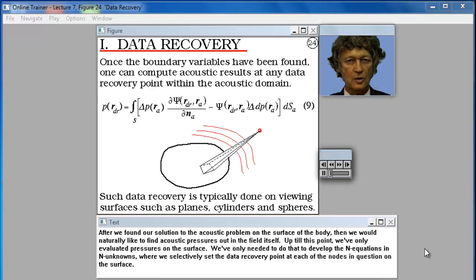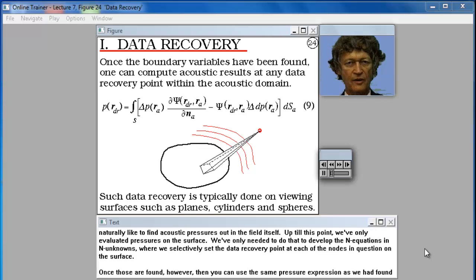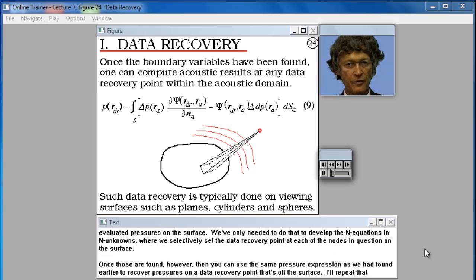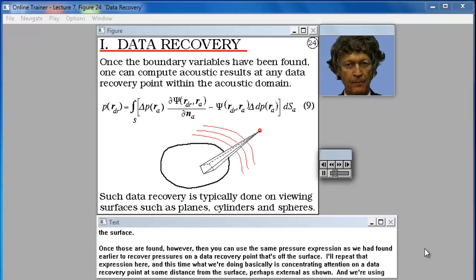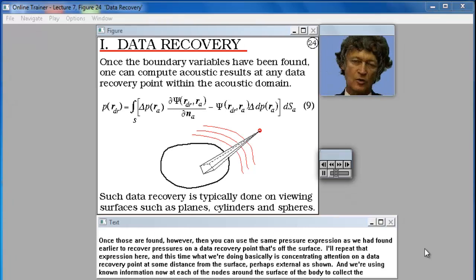After we've found our solution to the acoustic problem on the surface of the body, then we would naturally like to find acoustic pressures out in the field itself. Up till this point, we've only evaluated pressures on the surface. We've only needed to do that to develop the n equations in n unknowns, where we selectively set the data recovery point at each of the nodes in question on the surface. Once those are found, however, then you can use the same pressure expression as we had found earlier to recover pressures on a data recovery point that's off the surface.